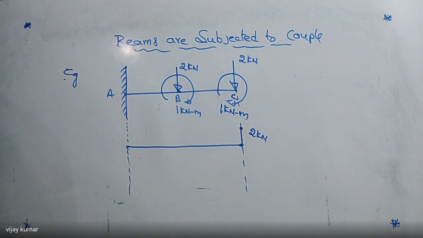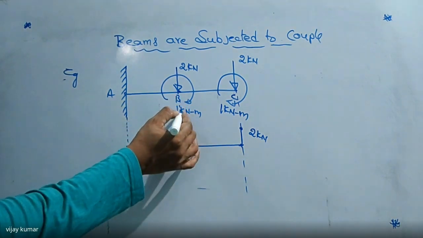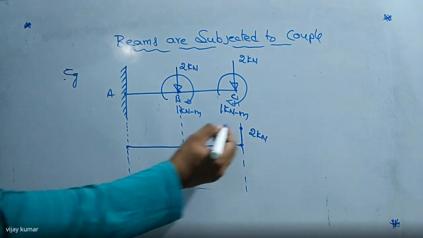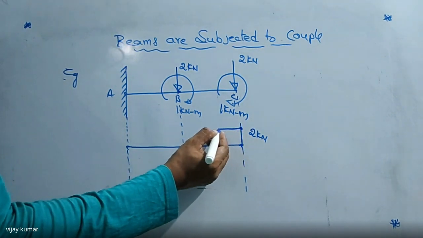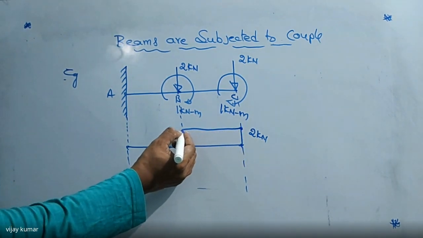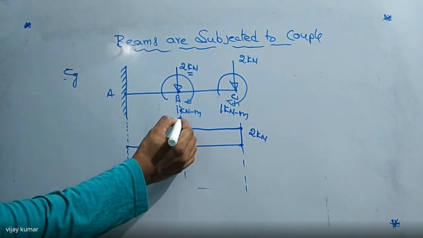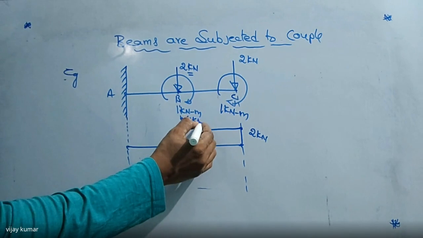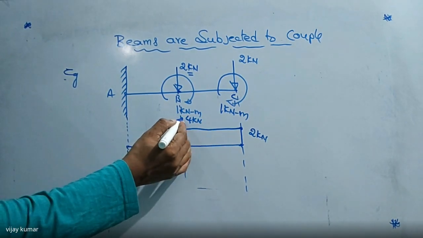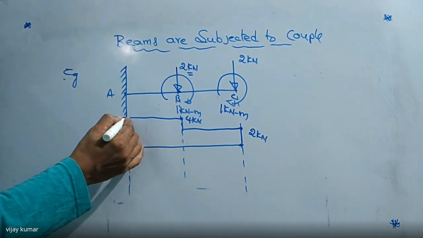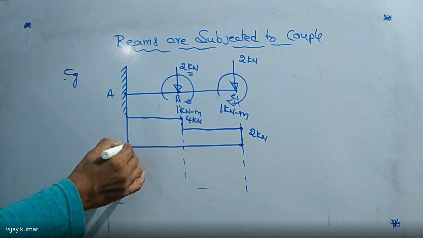Now if you come to point B, up to this one the shear is constant. At point B, another force is added, that is 2. So 2 plus 2 becomes 4 kilonewtons here, and up to this one it is the same. And if you consider the reactive force, it becomes 0.